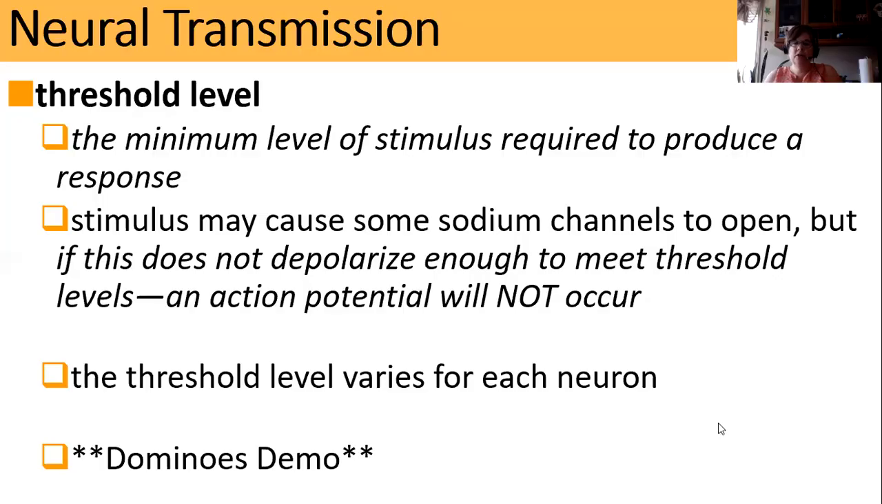We want to understand that that threshold level varies for every neuron, right? So some neurons have a higher threshold level and some neurons have a lower threshold level. So you may have heard that term pain threshold, right? Having a high pain threshold or a low pain threshold. Basically what that means is if you have what's termed a high threshold level for pain, then that means you need a lot of pain stimulus in order to feel the pain. If you have a low threshold level for pain, you don't need very much stimulus in order to feel the pain.